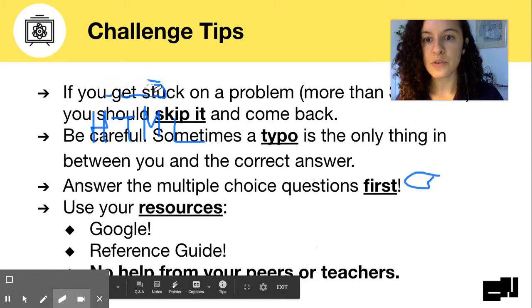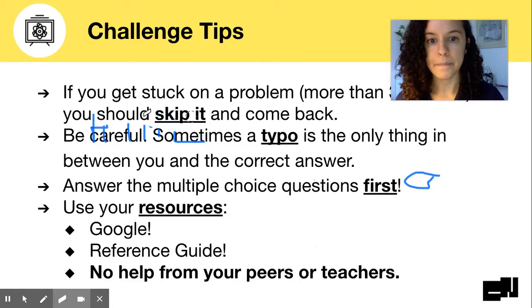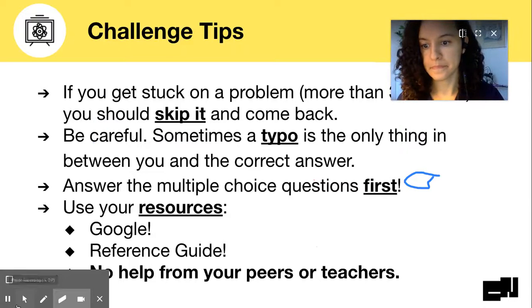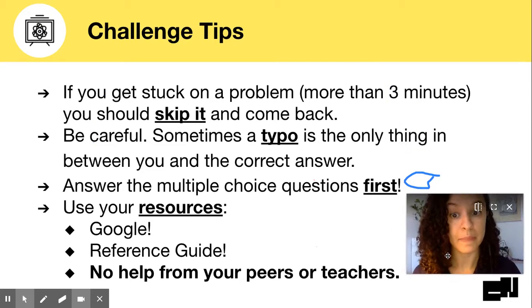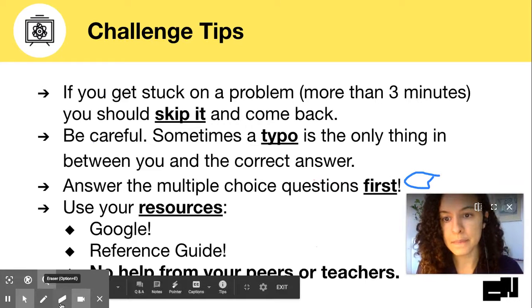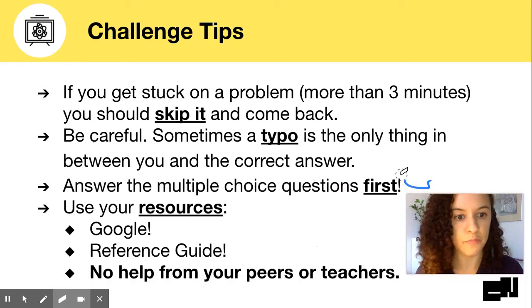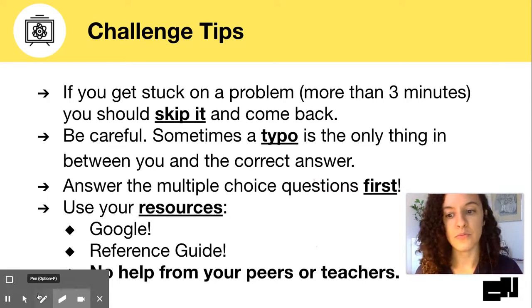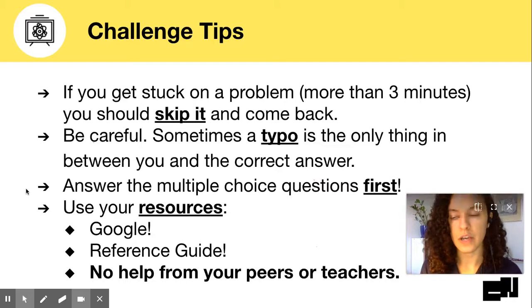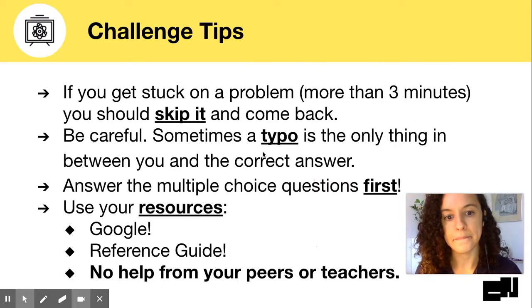If you get stuck on a problem for more than 3 minutes, you should skip it and come back. Think about it like you're taking any kind of test. Be careful. Sometimes a typo is the only thing in between you and the correct answer. You've been through this before in coding. You have to pay really close attention to the syntax you use to make sure that there are no typos, and then check to see if your code is running correctly.